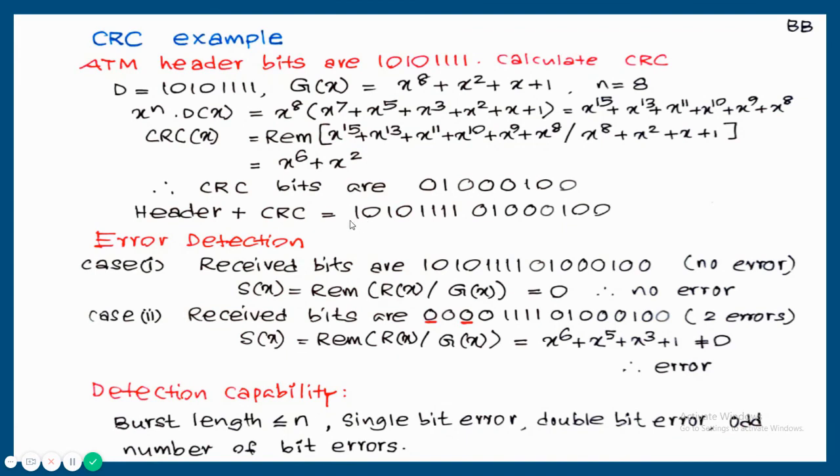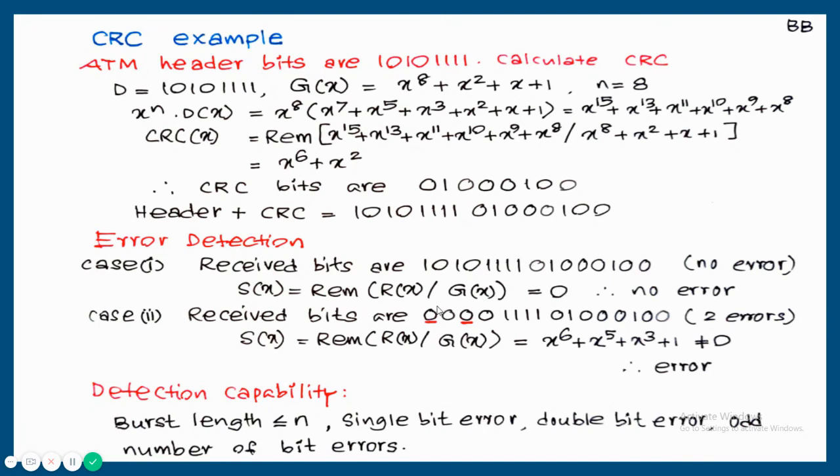How to detect error? Case 1, received bits are 10101111 01000100. That means I am not making any error. Same bits I am writing here. S of x is going to be calculated. S of x is the remainder of R of x upon G of x. Convert this into a polynomial, divide by the generator polynomial, and the remainder is equal to 0. That's an indication there is no error. If there is no error, these bits are going to be accepted.